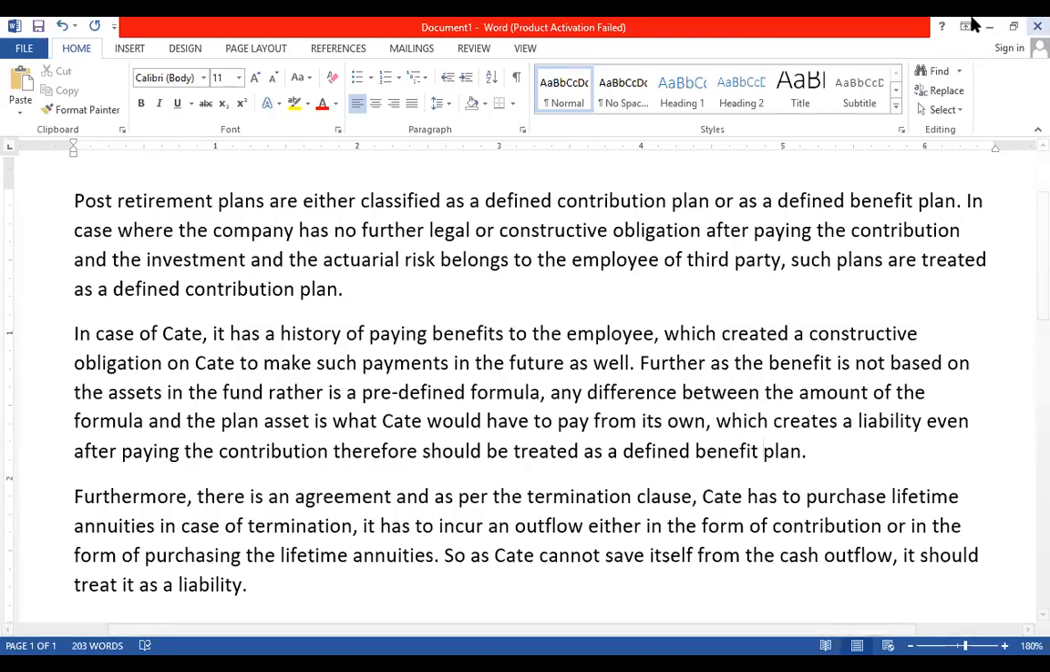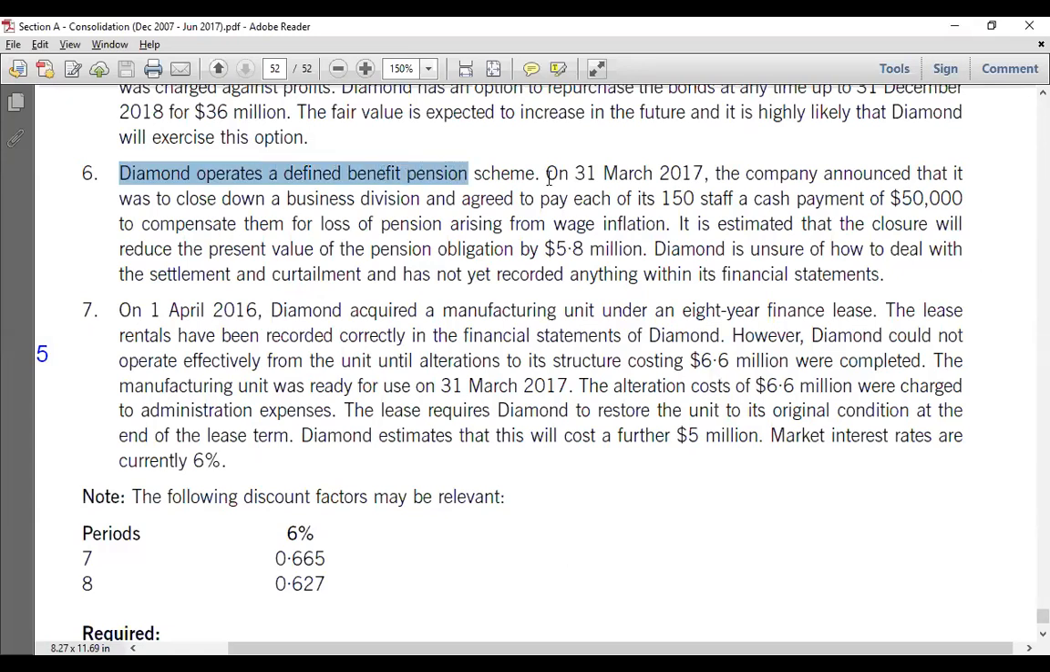Okay, so now let's read the new question. Which says that Diamond operates a defined benefit pension scheme. On 31st March 2017, the company announced that it was to close down a division and agreed to pay each of its 150 staff a cash payment of $50,000. So we have agreed to pay, we haven't paid yet, that we will be paying $50,000 to each of our 150 staff. So we can even calculate the total liability using these values.